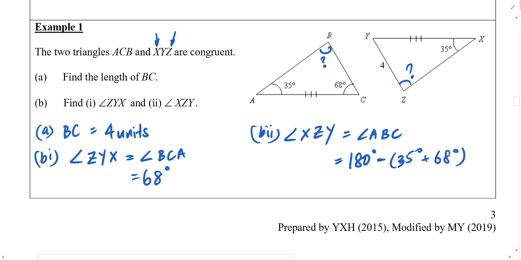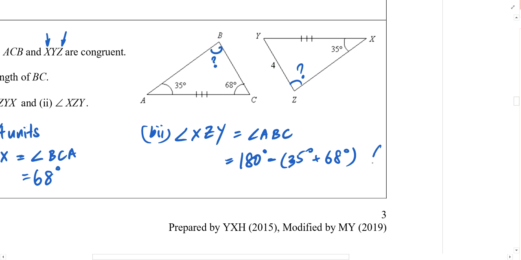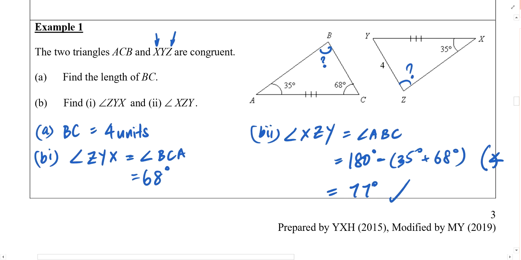Oh, then whenever we do this kind of working, we need to state the reason, right? What is the reason? Angle sum of triangle. Good. And what does your calculator tell you? 77 degrees. Okay, good. Simple enough. So what have we learned? Identifying corresponding sides, corresponding angles. Everything else was just a recap.